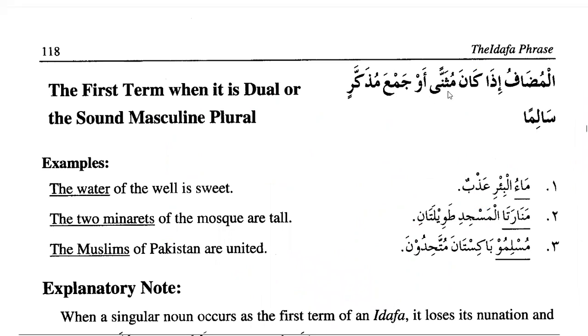So you know that with muthanna and with jam' mudhakkar salim, they have noon always, like manaratan. Manaratan has a noon at the end. Muslimun, which is jam' mudhakkar salim, has noon at the end. When these words become mudaf, we need to remove the noon, okay? So the real word is manaratan, but when it becomes mudaf, we must remove noon because with mudaf we cannot use tanween. Similarly, muslimun, when it becomes mudaf, we need to remove the noon because with the mudaf you cannot use tanween. Okay.